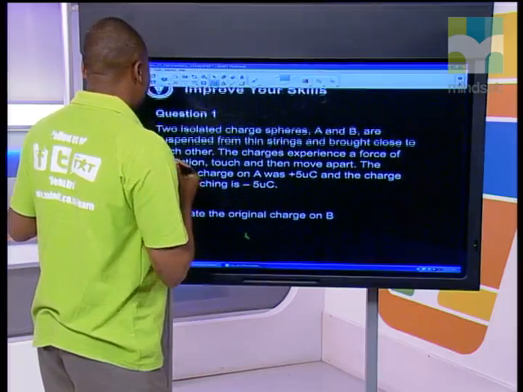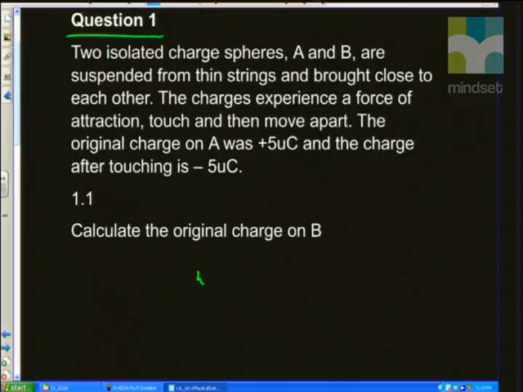We're looking at question number 1 now, trying to improve our skills on how to answer exam questions, of course. It says here: 2 isolated charged spheres, A and B, are suspended from thin strings and brought close to each other. The charges experience a force of attraction. So if it's an attraction, it means one charge is positive, the other one is negative. They touch each other and then move apart. The original charge on A was plus 5 microcoulombs, and the charge after touching is minus 5 microcoulombs.